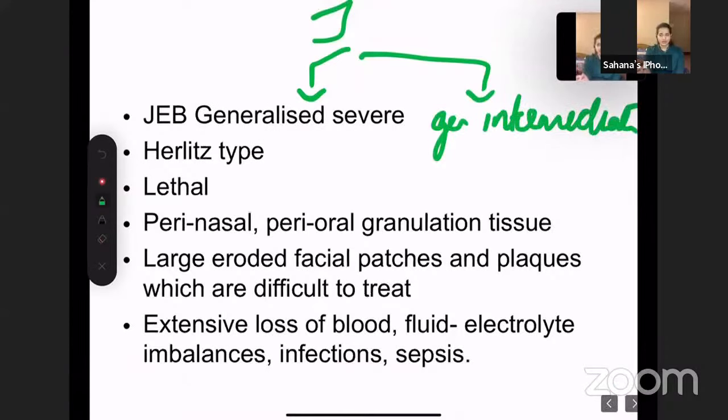This generalized severe, I don't know if any of you have heard of this term. It was previously known as EB Herlitz, and it is usually not compatible with life. The babies usually die when they are in the infantile stage. It is very lethal. Why is it lethal? Because of the presence of perioral and perinasal granulation tissue, which also extends down to the mucous membrane. There are large eroded facial patches and plaques which are extremely difficult to treat, and they usually ooze a lot of blood and fluid, which leads to electrolyte imbalances, infections, and sepsis in very small babies.